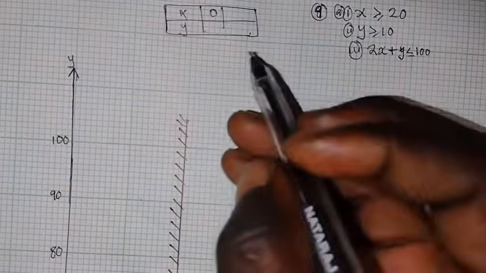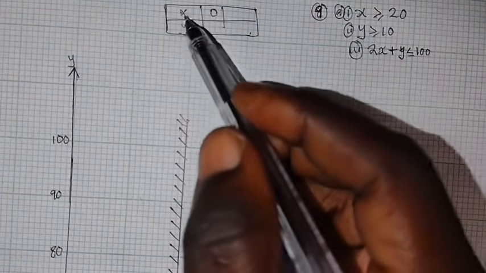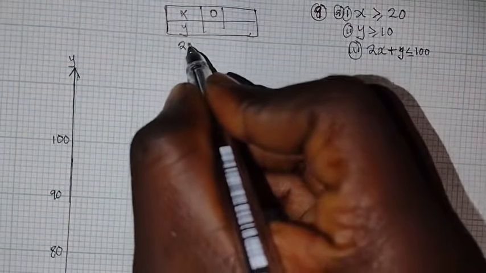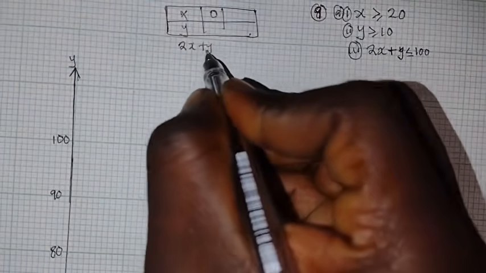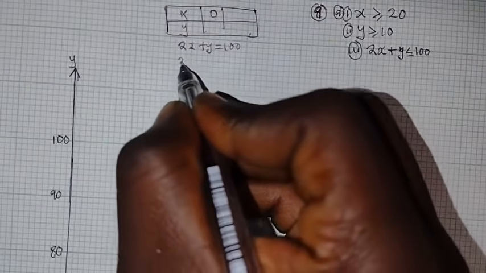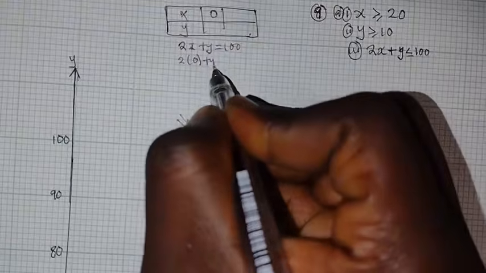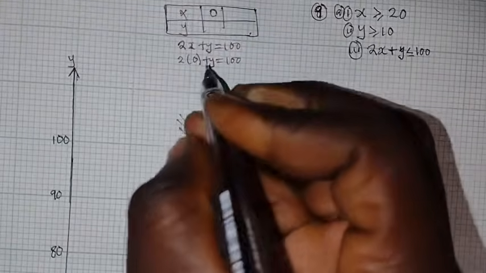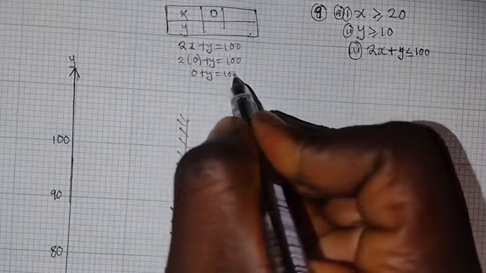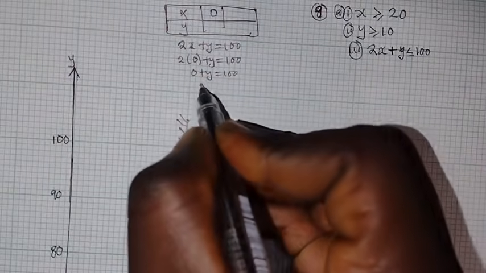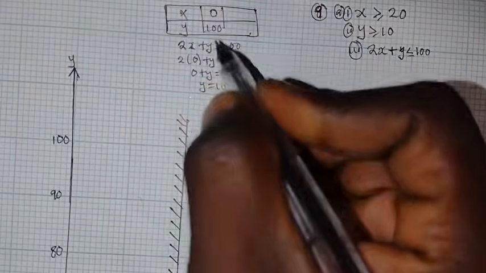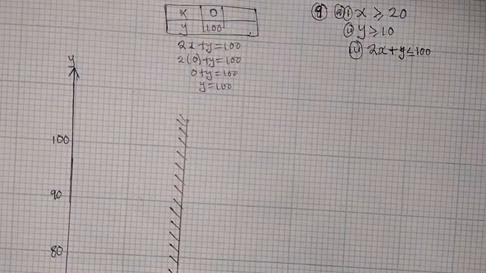So now from here, if our x is 0, what is our y? We are going to use this same equation. So now we just say 2x plus y is equal to 100. Where there is x, we'll put a 0. So it will be 2 times 0, then plus y equal to 100. So you get 0 plus y equal to 100. Even if 0 goes there, it will just be y is equal to 100. So here we are going to have 100. So I hope it's clear.